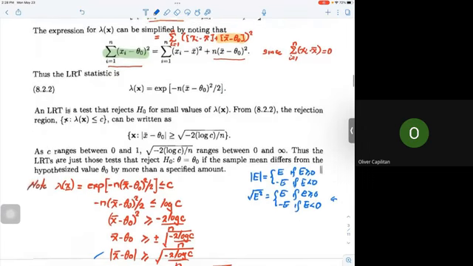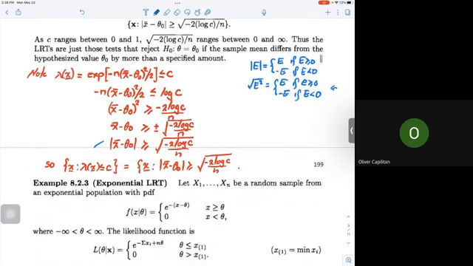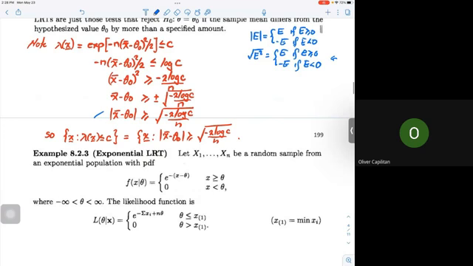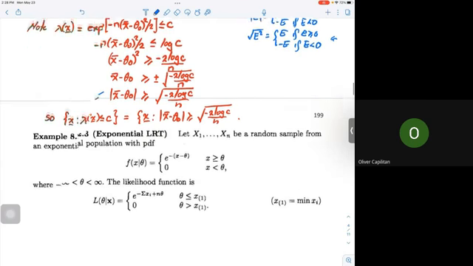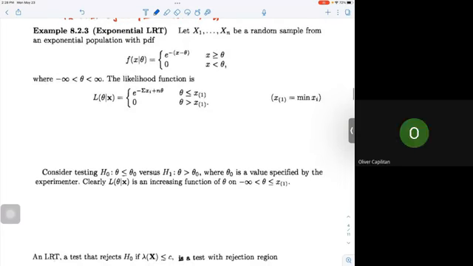Okay, any questions or clarifications? Pagkuha pa lang ng likelihood ratio test statistic at the same time yung critical region. None so far? Yes, sir, none, sir. Okay, let's proceed to the next example.